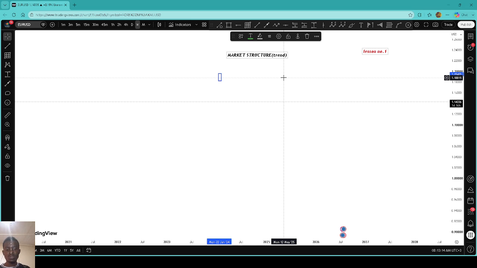So right now, we're going to look at the second market structure. We have the bearish, the downtrend, or the downward move.